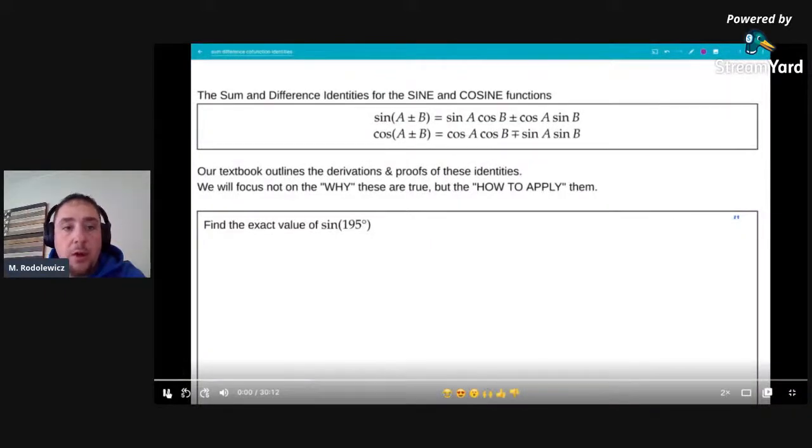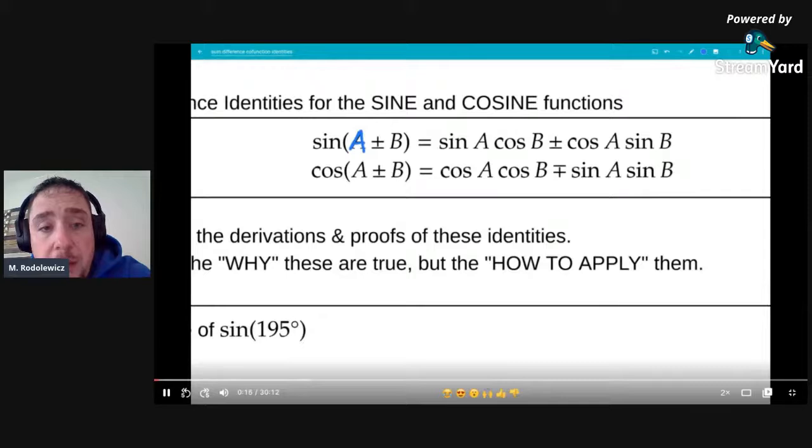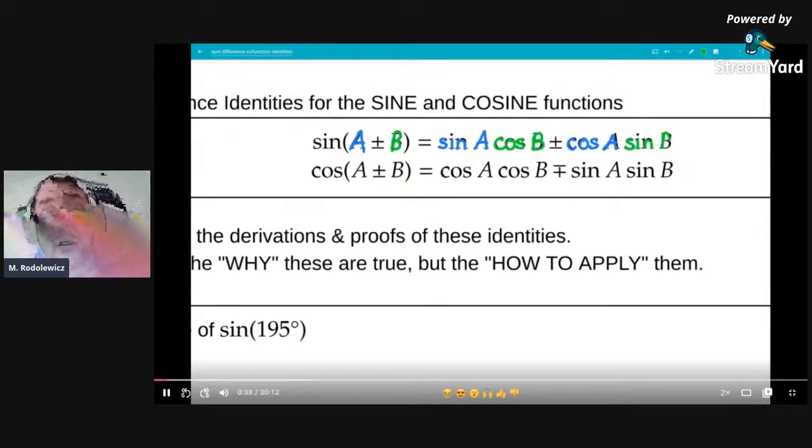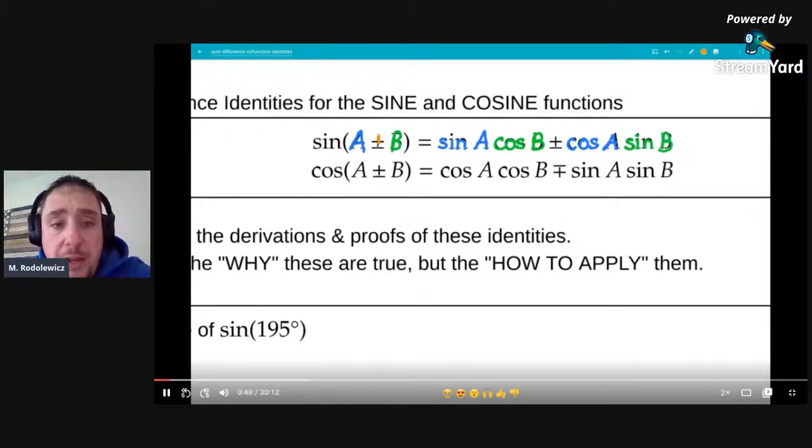Hi, everyone. So I'm going to go through the sum and difference identities for the sine, cosine, and that should also say tangent functions. Apologize for that. These are two identities at the top of the worksheet for sine and cosine for the sum or difference of two angle values. So I started off by listing what the identities are.